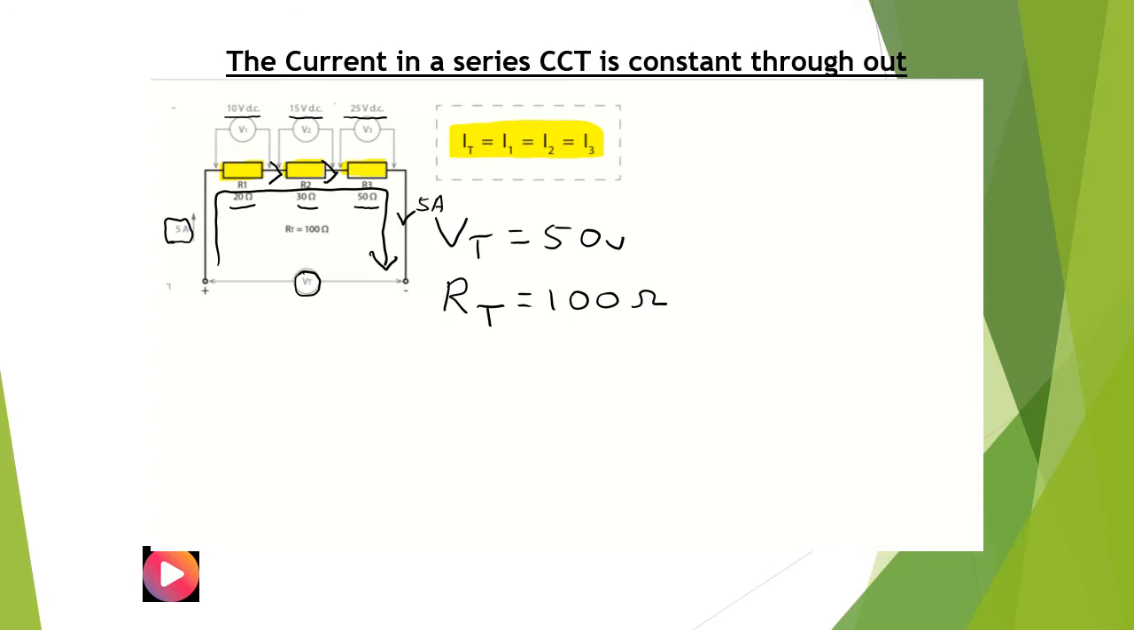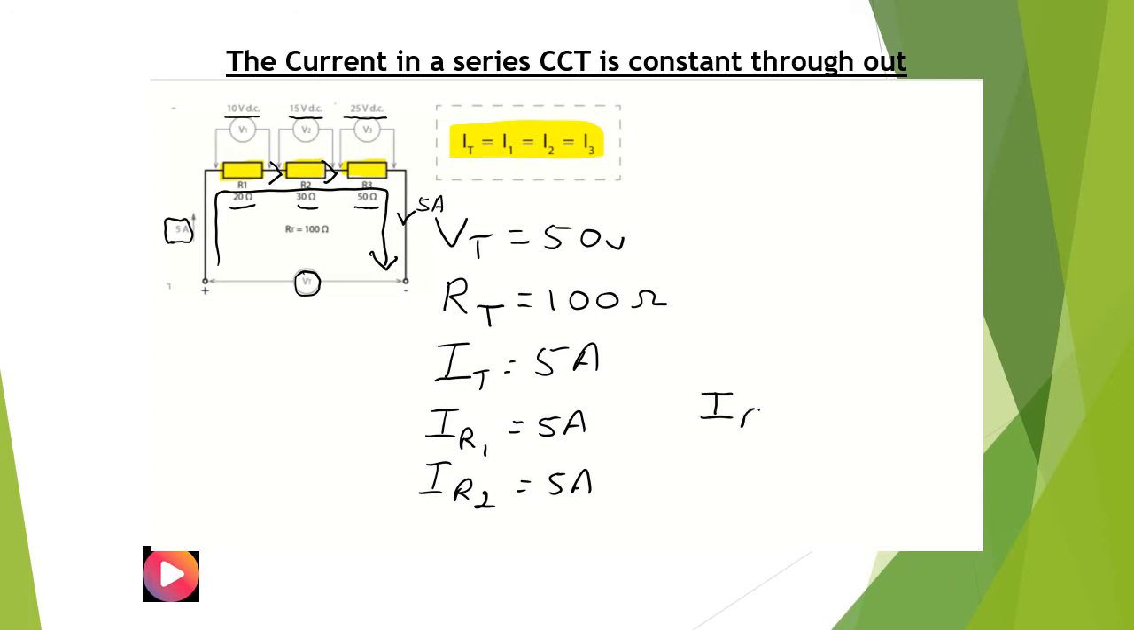So the current in a series circuit is constant. So IT equals 5 amps. The current flowing through IR1 equals 5 amps. The current flowing through IR2 equals 5 amps. And the current flowing through IR3 is equal to 5 amps.